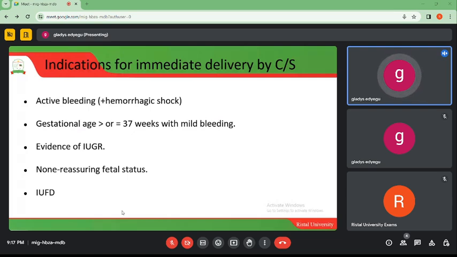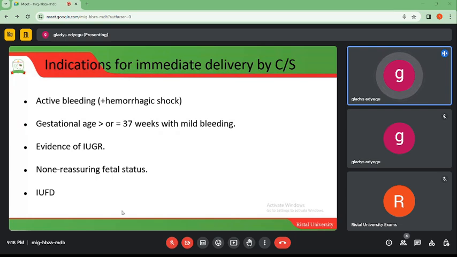What could be the indications for immediate delivery by C-section? Why should we do immediate C-section during placenta previa? The reasons are, first, active bleeding. If this mother is having active bleeding and is getting into hemorrhagic shock, then we need to do an emergency cesarean section to save this mother and the baby. Then if the gestational age is 37 weeks or more with mild bleeding, we can also deliver, because it indicates that this baby is term. So delivery can be done immediately, because we do not want this mother to bleed profusely, leading to hemorrhagic shock.